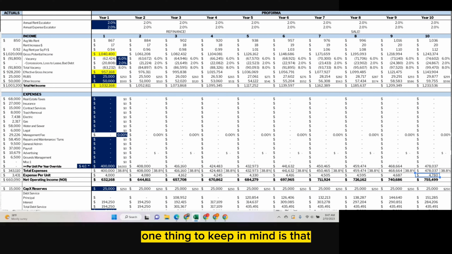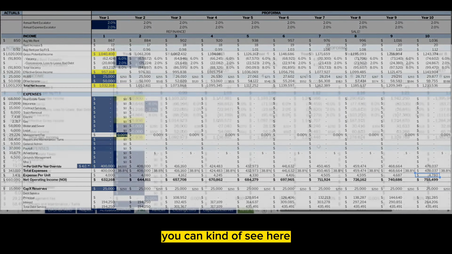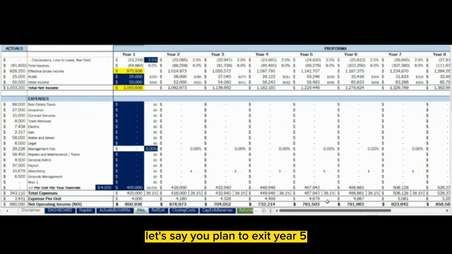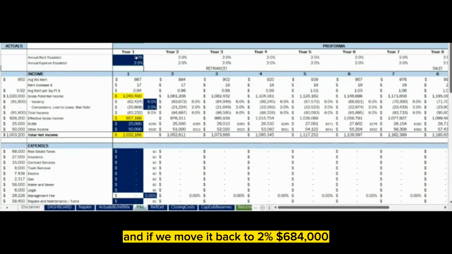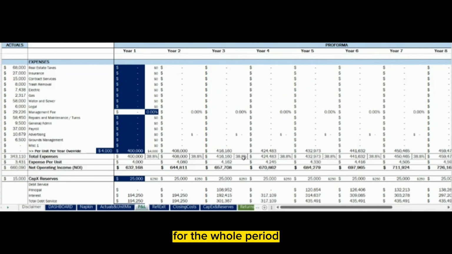One thing to keep in mind is that let's say you've got these equaled out, so your expense ratio isn't changing once you're stabilized. Let's say we move these to a 4% and a 4% from the 2%. You can see here, let's say you plan to exit in year 5, your net operating income at a 4% escalator is just over $760,000. And if we move it back to 2%, $684,000. So a pretty significant difference just from the acceleration of rent growth, even though the expense ratio is staying the same for the hold period.